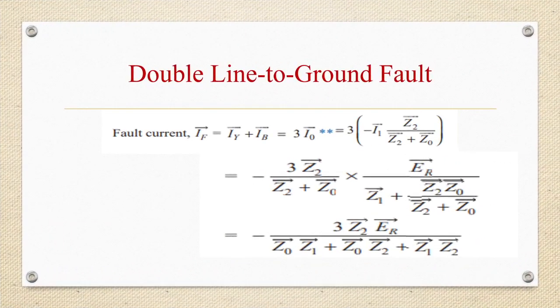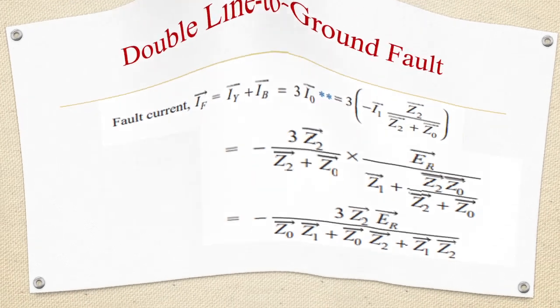Fault current IF will be equal to IY plus IB, that is equal to 3 I0. So because V1 is V2 is V0 is 1 by 3rd times VR, so sequence impedance must be parallel. And I0 is equal to 1 by 3 times IR plus IY plus IB. So we are writing this as 1 by 3rd times 0 plus fault current. And fault current is therefore equal to 3 I0. That is 3 into I0 value is minus I1 Z2 by Z2 plus Z0. That is equal to minus 3 Z2 ER by Z0 Z1 plus Z0 Z2 plus Z1 Z2.